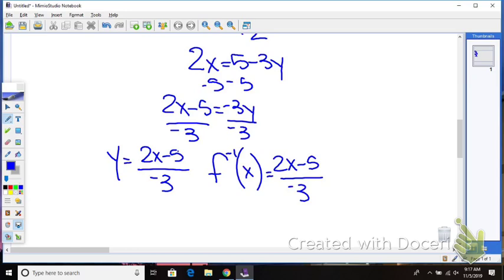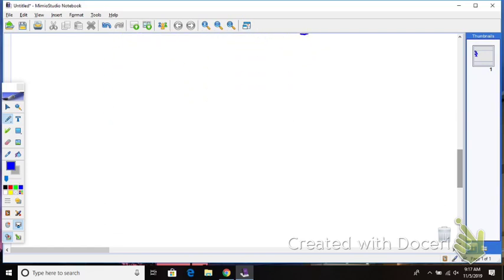Okay, so that is finding the inverse. That's half of our lesson today. How do you guys feel about that? Good? Switch x and y, solve for y. Okay, the second part of our lesson today is verifying. And this is where we have to use our lesson from yesterday.